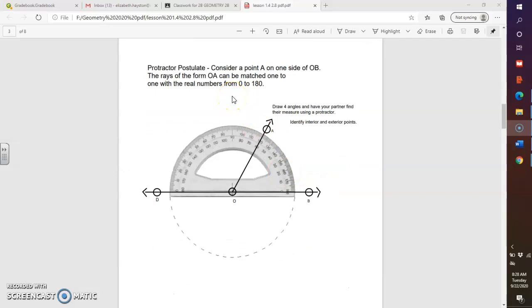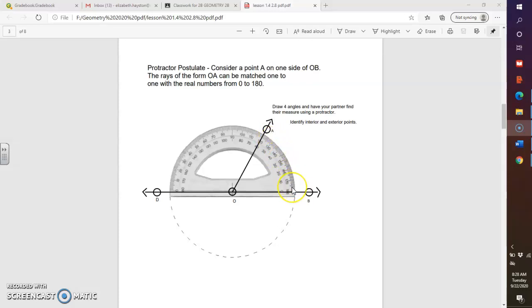The protractor postulate is the same as the ruler postulate, except it only applies to angles. When you measure angles, and this is something you should be able to do with a protractor, every angle has one and only one measure between 0 and 180 degrees. So once again, every angle has one and only one measure between 0 and 180 degrees. That's what the protractor postulate is saying.